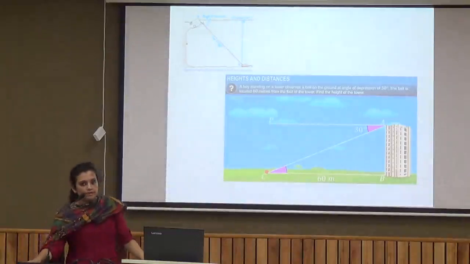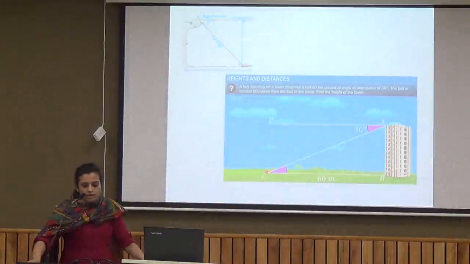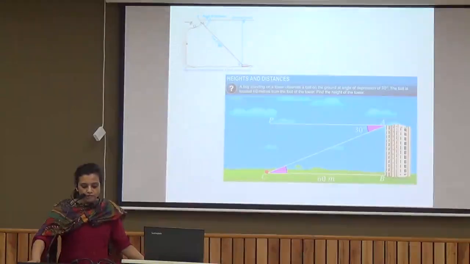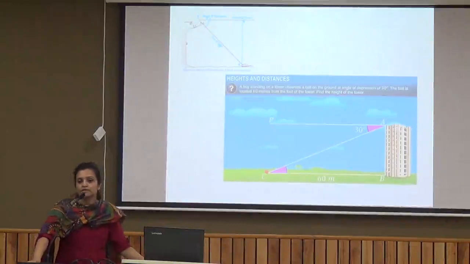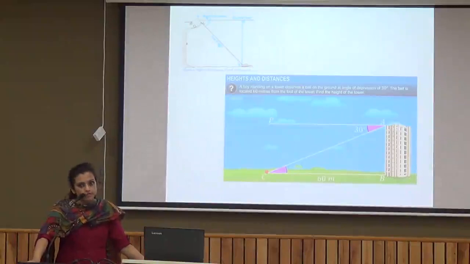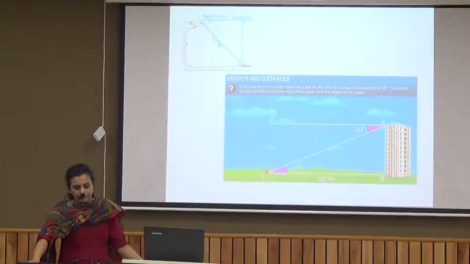Same way, let's quickly read the given example. A boy standing on a tower observes a ball on the ground at an angle of depression of 30 degrees. The ball is located 60 meters away from the foot of the tower. Find the height of the tower. Now here we're not going to find the height of the tower right now. We're trying to locate where the angle of elevation and depression would be and what would be the figure to draw in the paper or anywhere while studying.